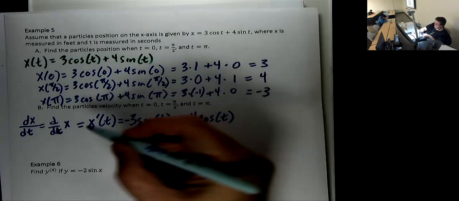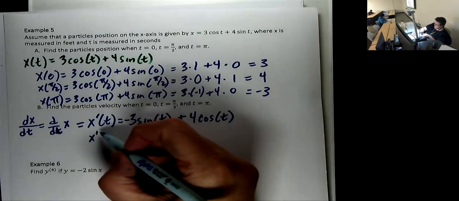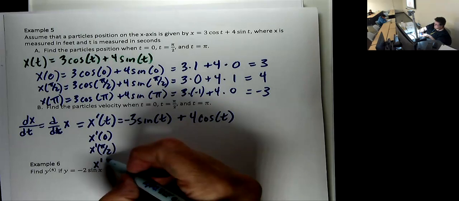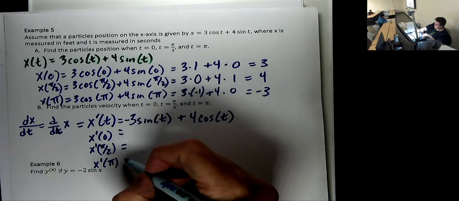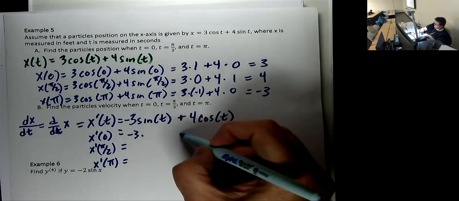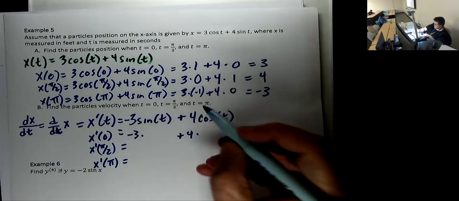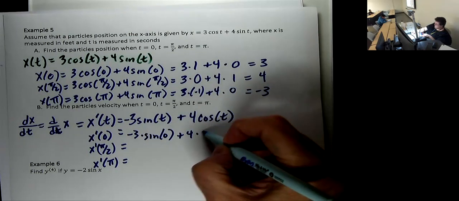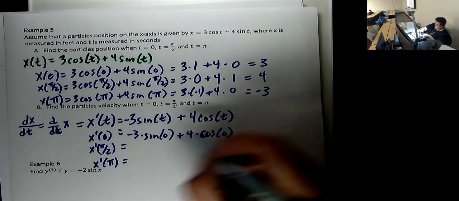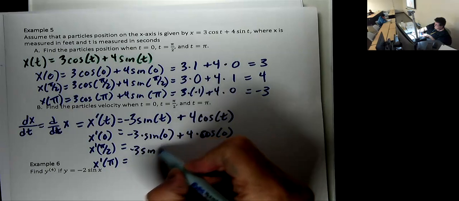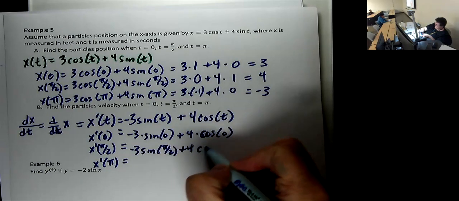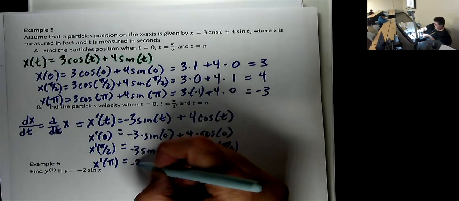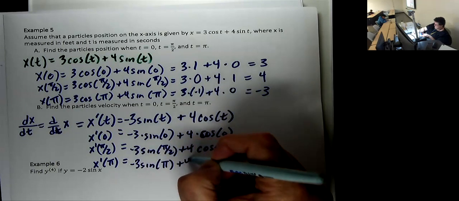And now we're doing the same thing. Now they want us to evaluate at the same times. So we'll do x prime of 0, x prime of pi over 2, and x prime of pi. And here I got -3 sine pi over 2 plus 4 cosine pi over 2. And here we've got -3 sine pi plus 4 cosine pi.